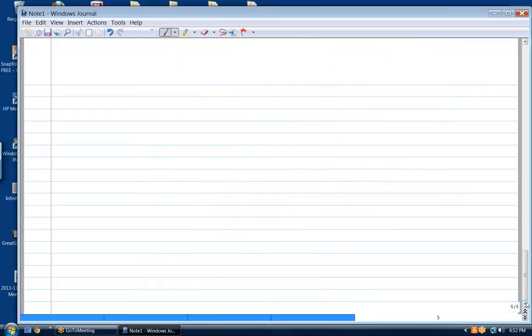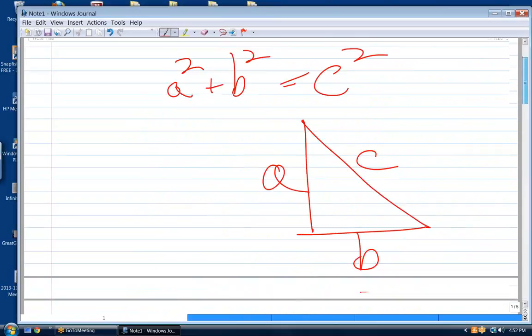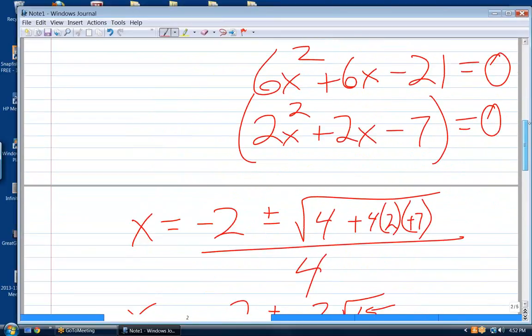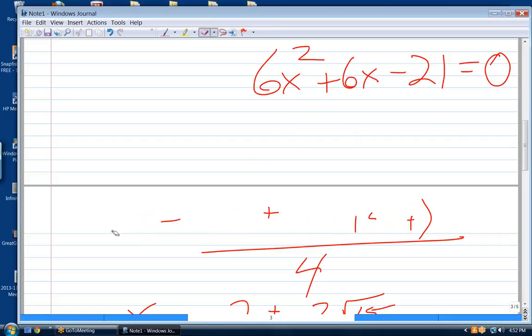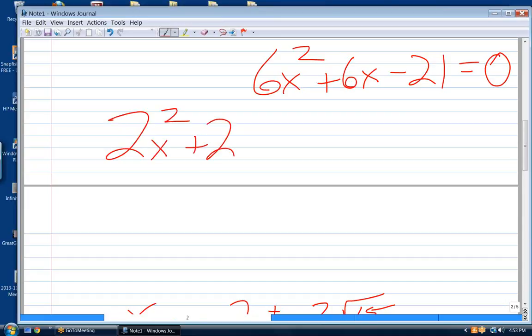All right, completing the square. Let's take that exact same problem, and instead of solving it by using the quadratic formula, let's complete the square. We're going to get the same thing. Let's again take that 3 out, so I really have 2x squared plus 2x minus 7 equals 0. That's what I'm trying to solve.